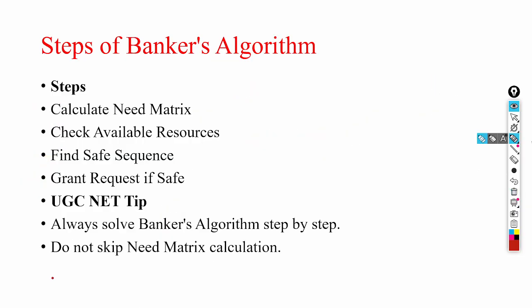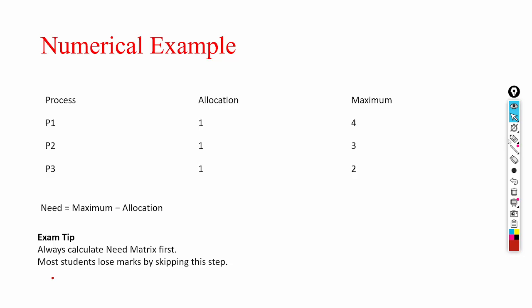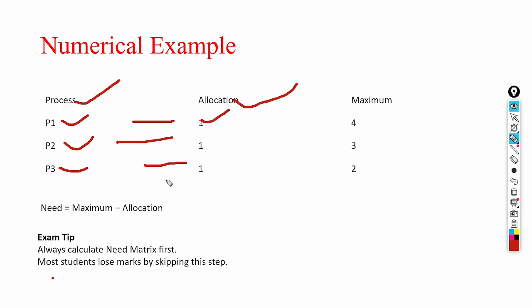Okay. So we'll give one numerical example for the banker's algorithm. Here is one important example: these are the processes, these are the allocations, and these are the maximum. We have three processes, P1, P2 and P3. P1 allocation is 1, P2 allocation is 1, and P3 allocation is 1. For process P1, the allocation is 1 and the maximum is 4. The need equals 4 minus 1.